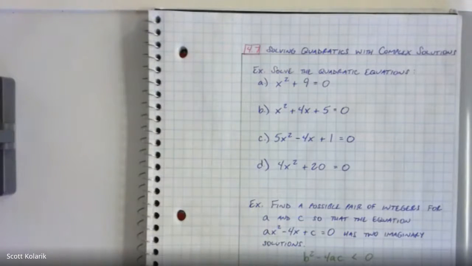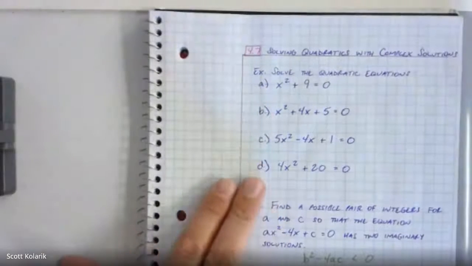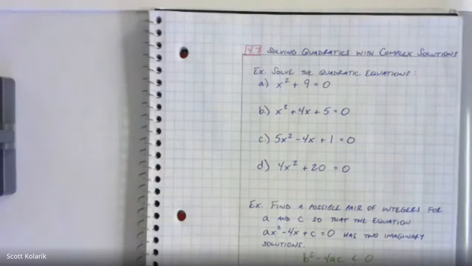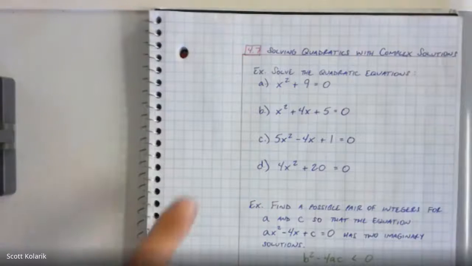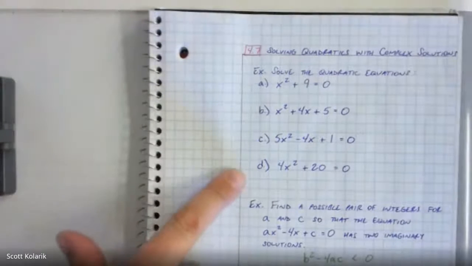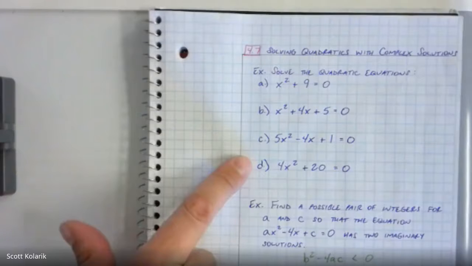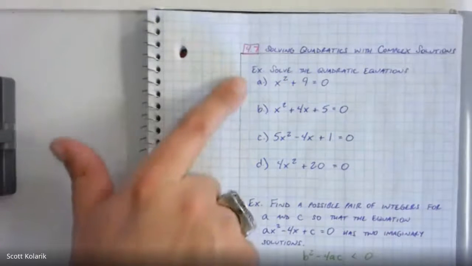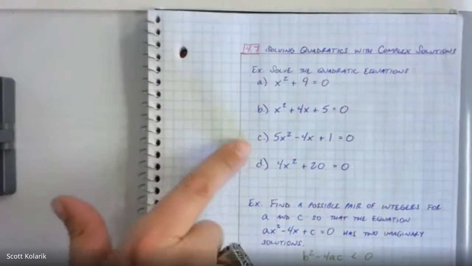Because in the real space, in the tangible space, on a coordinate grid, when it comes to graphing each of these, it would completely miss the x-axis. So these will all have complex solutions. All right, so what are we going to do today? I'm going to only do these two, C and D examples. A and B are just kind of more simplistic versions of C and D.